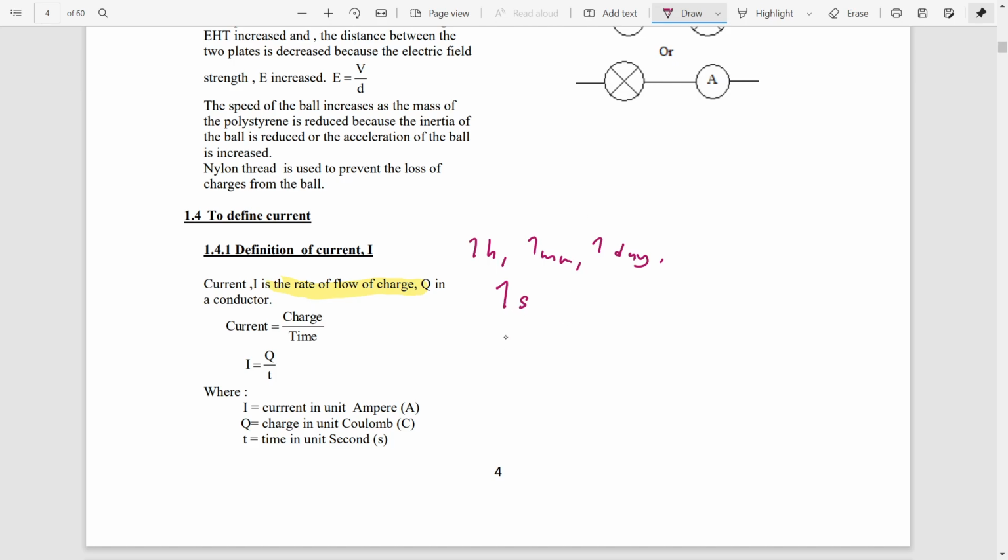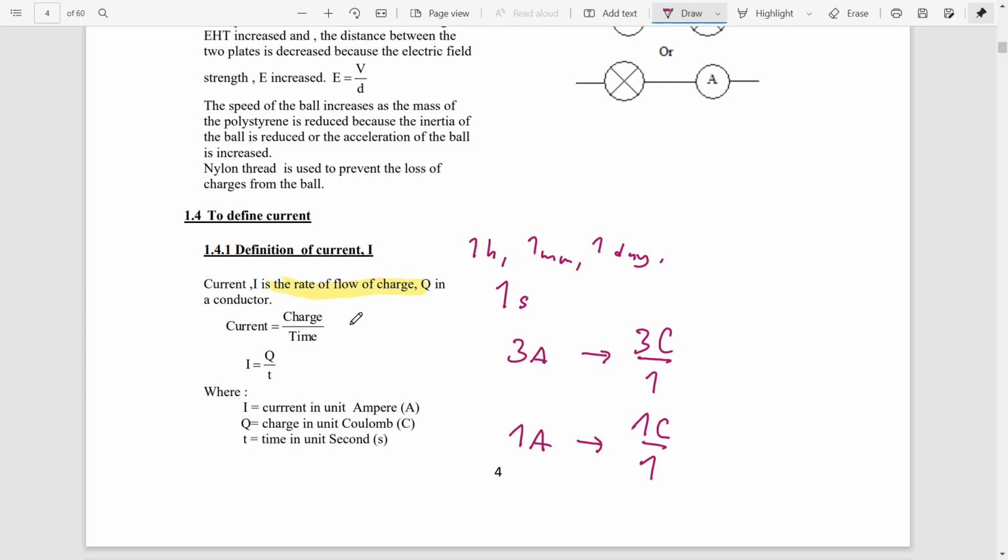Meaning that if the current is high, such as 3 ampere, if you still remember the unit that is used for current, ampere, so that means there is 3 coulomb of charge flow in 1 second. Dalam masa 1 saat, maksudnya ada 3 coulomb charge. And if the current shows the value of 1 ampere, that means 1 coulomb of charge flows in 1 second. 1 coulomb charge mengalir dalam masa 1 saat. Itu yang dimaksudkan dengan current. That's why we are using the term rate. Rate kita refer kepada time.